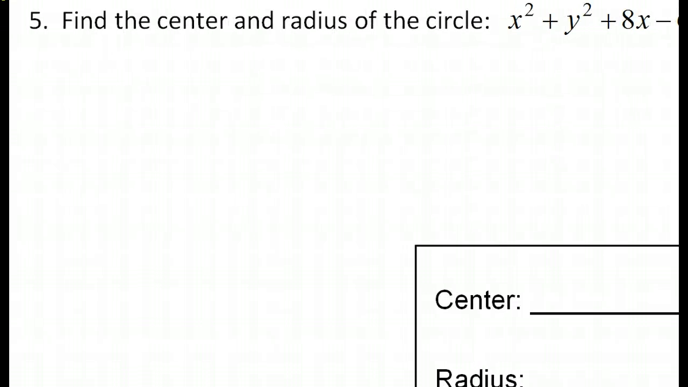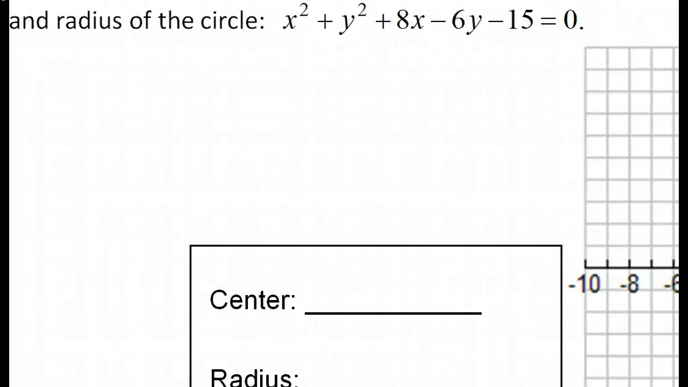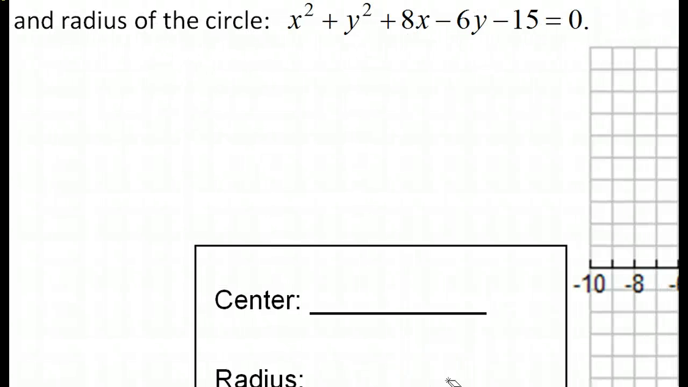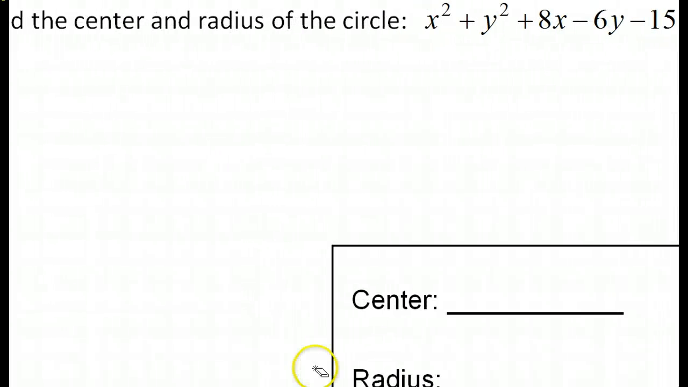Alright, anyway, find the center and the radius of this circle. So remember, we're mixing parabolas and circles, all that good stuff on this test. So we're going to have to complete the square. We have to put this in standard form. So what you want to do is gather all your x terms together and your y terms.